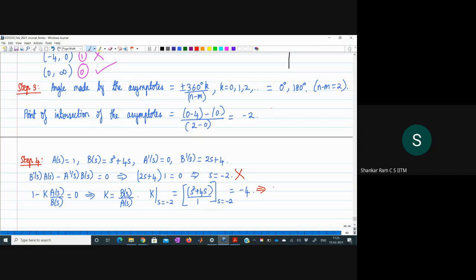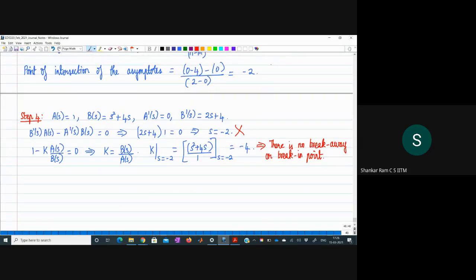The value of k at that point is negative, whereas k should be positive. So this implies that in this problem with positive feedback, although the system is the same, the only thing we changed is that it is positive feedback rather than negative feedback. There is no breakaway or break-in point. That is what we can conclude from this result. Because k was supposed to be positive, we got a negative value of k. That means the consequence is that there cannot be any breakaway or break-in point with positive feedback.